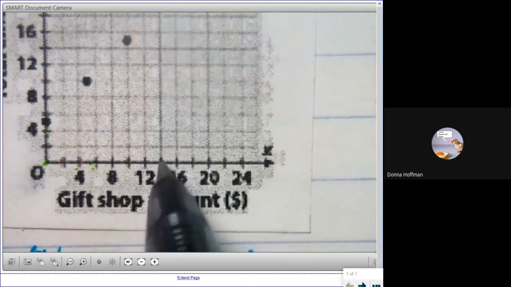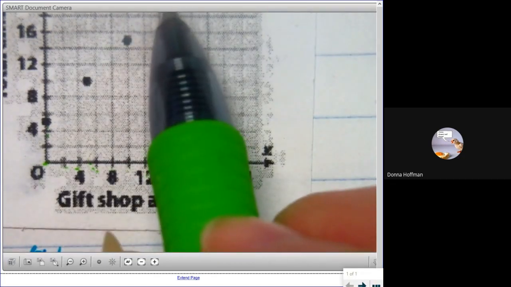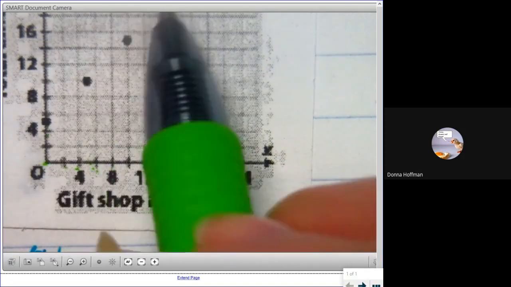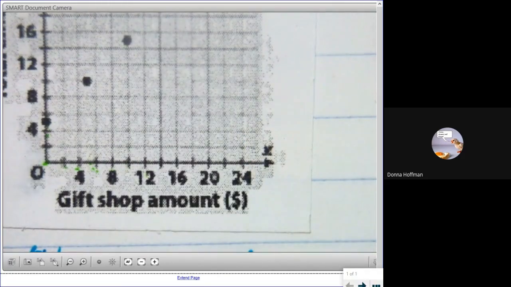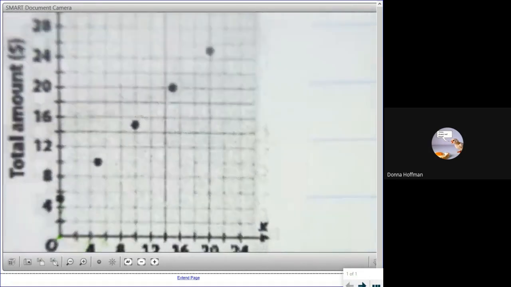My fourth point, again, is in the middle. 2, 4, 6, 8, 10, 12, 14, 16. I can't go to 16, it goes too far, so it must be 15. And it goes all the way up to 20. The Y value is easy to find on that one. So my Y value is 20.